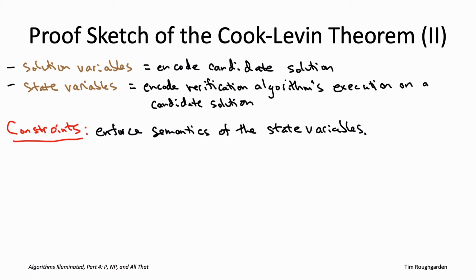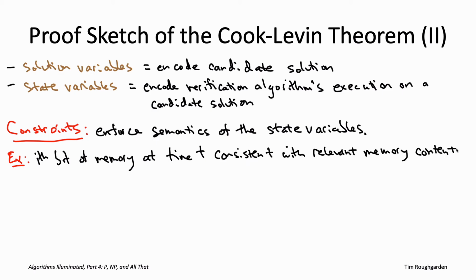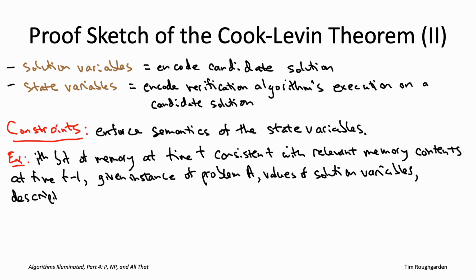That is, whether or not that bit is a 0 or 1 depends on the relevant bits of memory from the previous time step. It depends on what instance of problem A we were given in the first place. It depends on what candidate solution to that instance we're looking at. And then finally, it depends on the description of exactly how the verification algorithm operates.